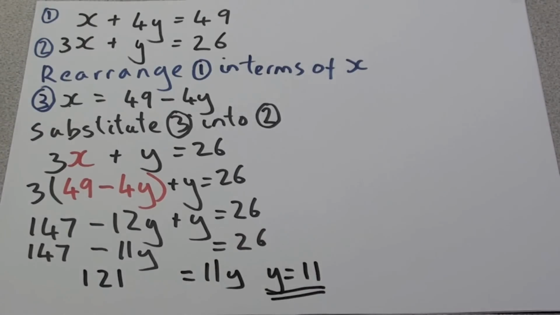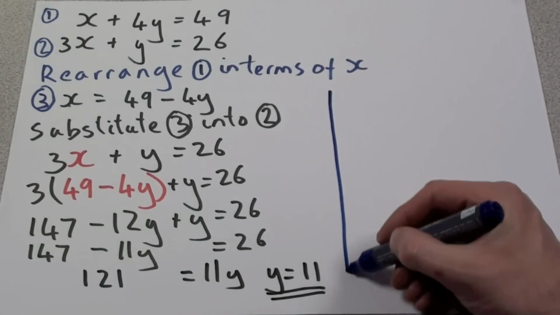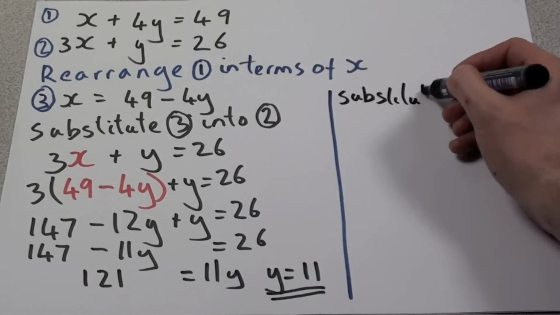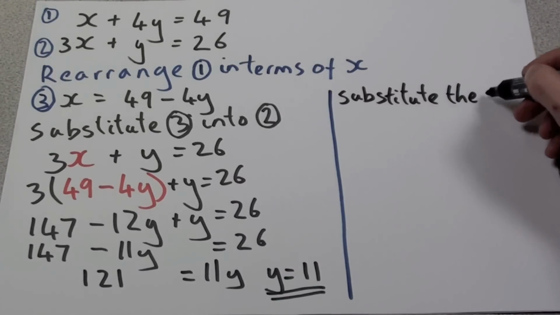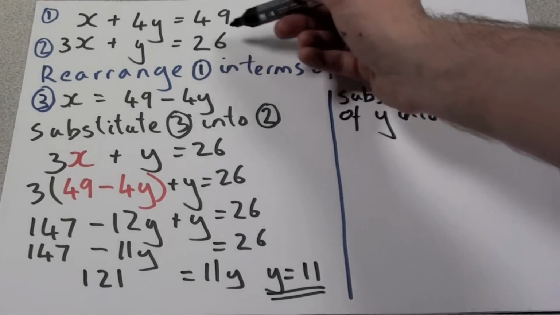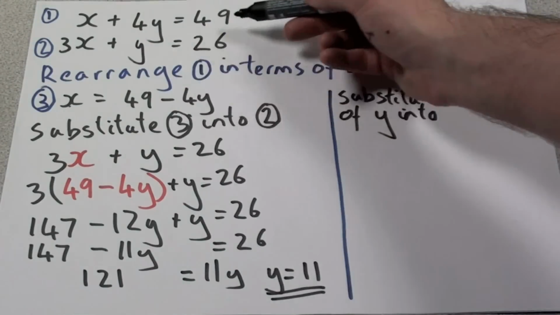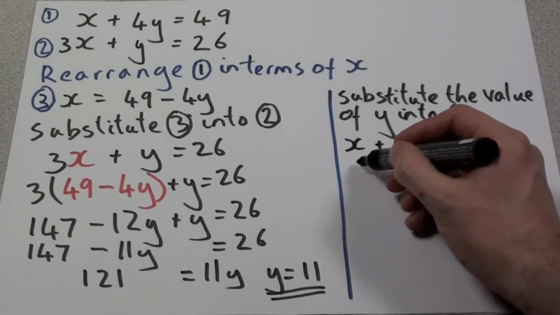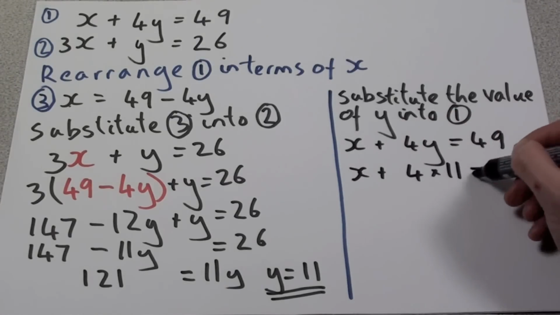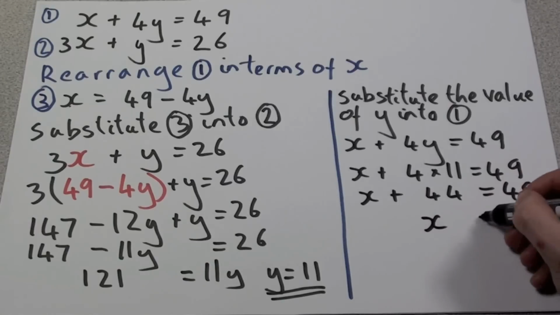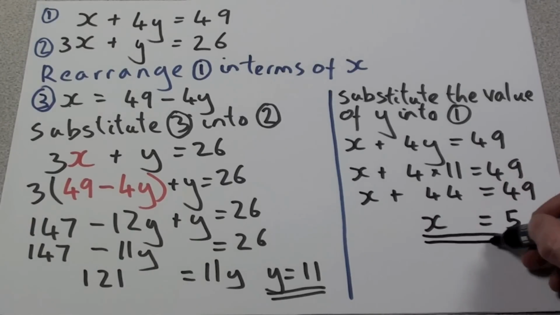Again, what we're now going to do is take this value of y and put it into either of our two equations. So we're going to substitute y into either 1 or 2. I'm going to choose 1 because it makes it much easier to work with. So x plus 4y equals 49. x plus 44 equals 49, so my value of x has to be 5. So there's the unique solution for both equations.